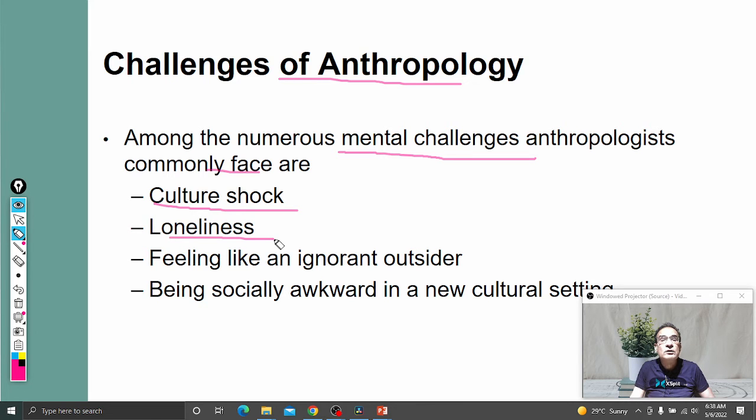Loneliness. Being a lonely person is also a challenge for the researcher, because you cannot get the information. Feeling like an ignorant outsider. Being socially awkward in new cultures, sometimes it's difficult to understand the other culture's norms and values.